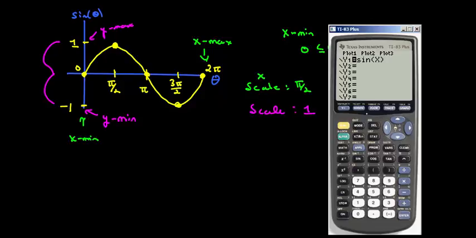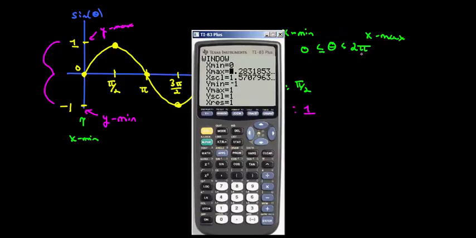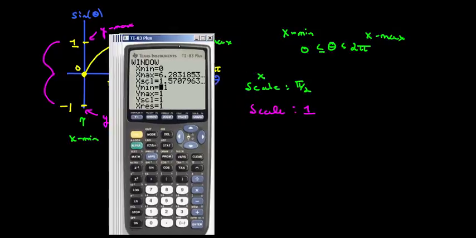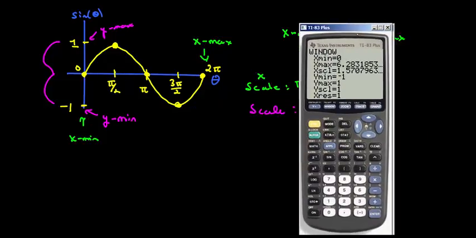Now we're going to go to the window, which is right here, and I want from 0 for my x min, okay, right here, x min, to 2 pi, which is the x max. So I'll hit 2 times. Now you can either use the pi key, which is right here, or you can type in 3.14. My scale is going to be pi over 2. And the reason for that is because I want to dash every pi over 2.